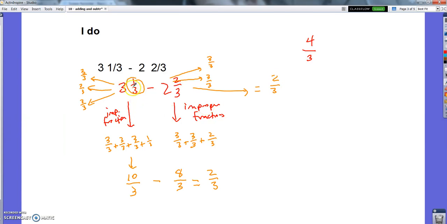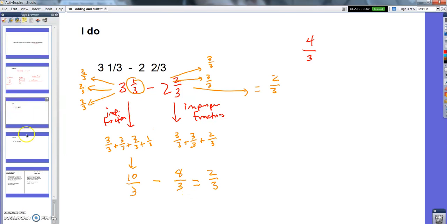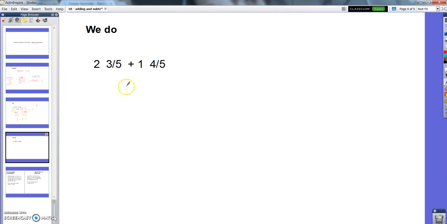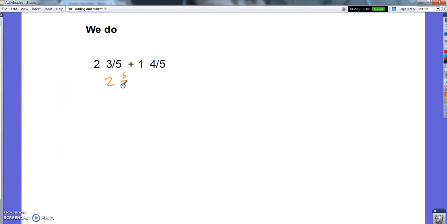So that's the strategy. You take each mixed number, turn it into an improper fraction, and then the math's pretty easy to do. Alright, open your math notebook. Let's do one together. Alright, let's go 2 3/5 plus 1 4/5. And I know you can do this with your other strategies. Just want to teach you one more for your toolbox. So my strategy here is going to be to turn this into an improper fraction. And this into an improper fraction.